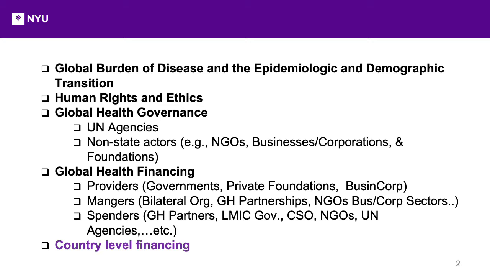We covered human rights and ethics and the definition of what health is as defined by the World Health Organization. We have also covered global health governance, discussing UN agencies and non-state actors, including non-governmental organizations (NGOs), business corporations, and foundations. And we've also talked about global health financing and have even stratified it by providers of that financing: governments, private foundations, and business and corporations.